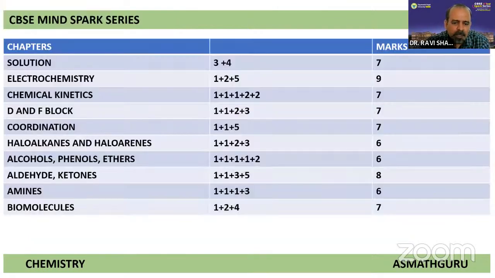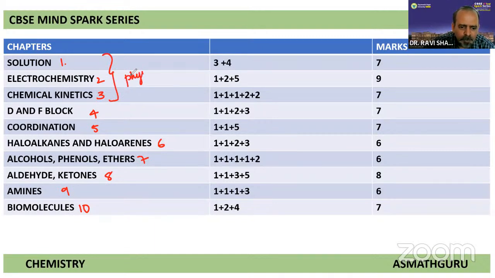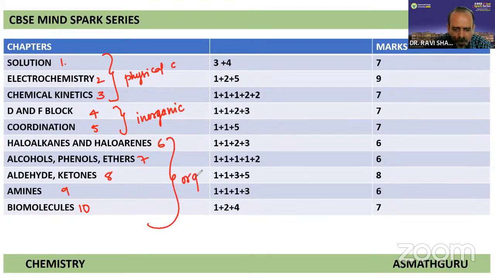Okay. Next, if you look at the chapters, I told you, we are having 10 chapters. So the first one is solutions, electrochemistry, kinetics, d and f block, and coordination. These are very simple chapters. Then haloalkanes, alcohols, aldehydes, amines, and biomolecules. The first 3 chapters are physical chemistry, is it not? The physical chemistry, sir. The next one is 4 and 5. These are inorganic chemistry. And the last 5, we can categorize as organic chemistry.